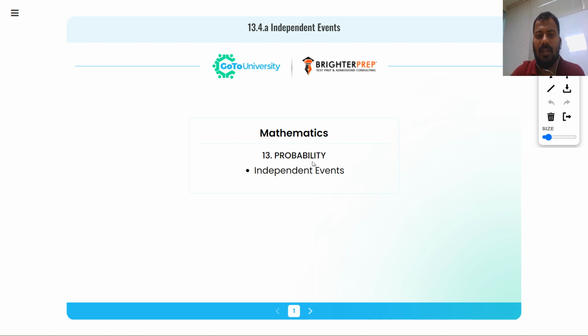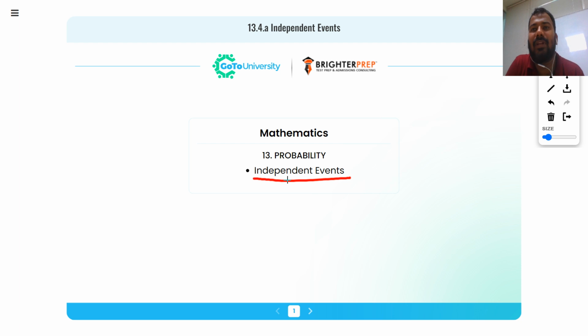In this session, let us look into the next part of probability, that is nothing but independent events. Now, I'll just give you a very simple example about independent events. Let us assume that I'm going to toss a coin twice. Now, if I'm going to toss a coin once, I'm going to get a head.